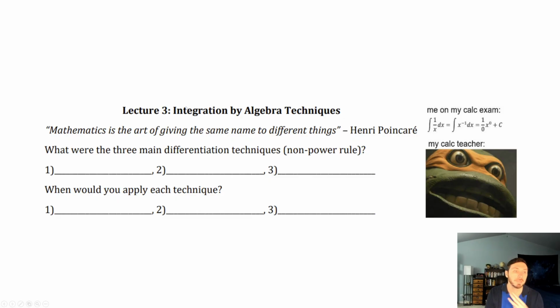So what were the three main differentiation techniques that we did back in differential calculus? That wasn't the power rule. And then when did we apply each technique? Algebraically, what was happening in each of the scenarios? I'll give you a hint. One of them is chain rule.